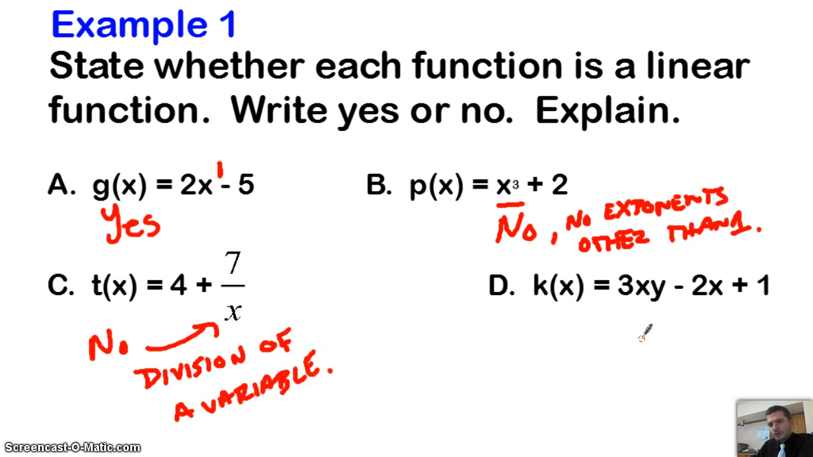Alright, and the last one, again, you've got 3xy minus 2x plus 1. And here, the 3xy is the problem. Again, the x and the y have to be separated. They can't be multiplied together, otherwise it's a completely different graph. So I'll say no, and we'll just put variable multiplication.